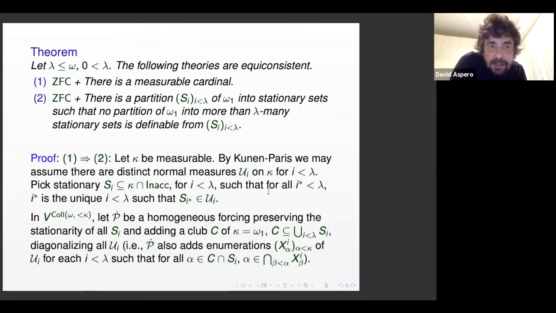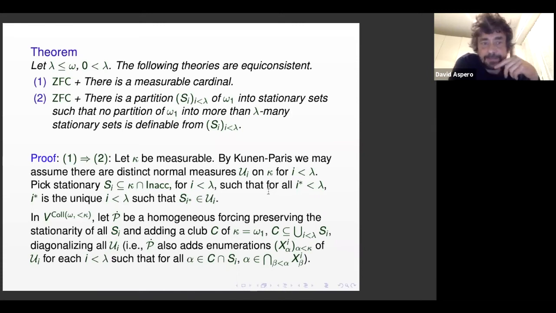So next, I want to mention this result. Fix a cardinal lambda, at most omega, a non-zero cardinal. These two theories are equiconsistent, namely ZFC plus there is a measurable cardinal on the one hand, and on the other hand ZF plus there's a partition of omega_1 into lambda many stationary sets, but there is no partition of omega_1 into more than lambda many stationary sets definable from that partition.